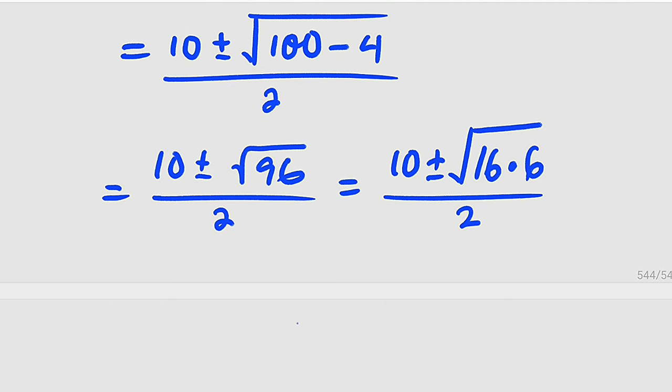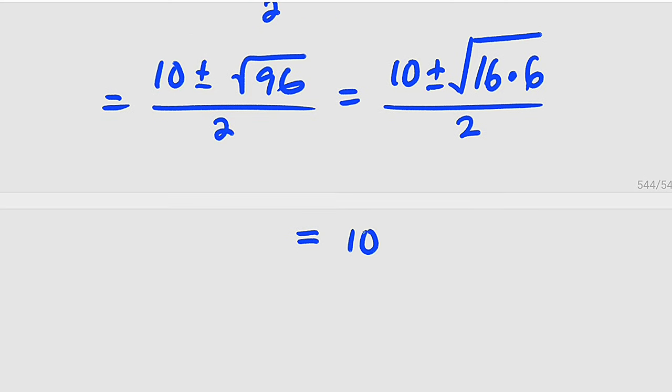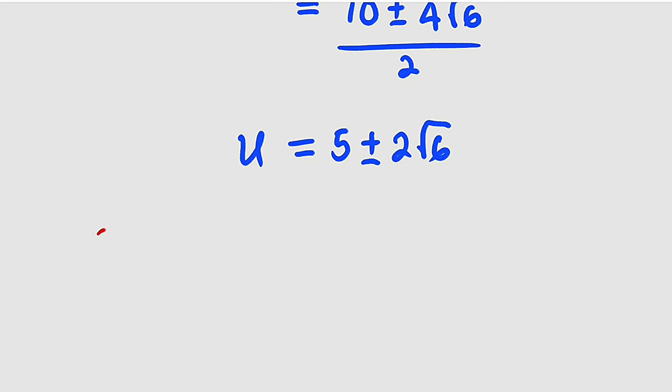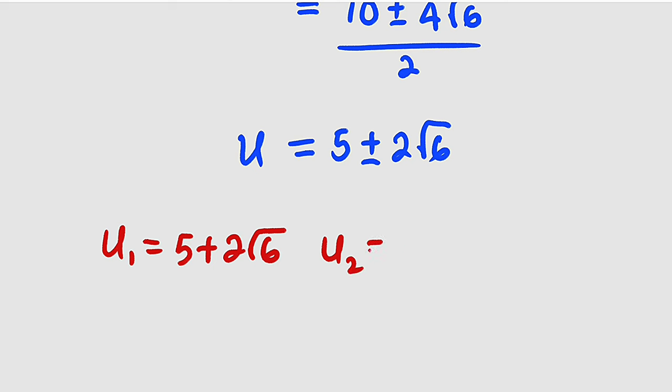So this is equal to 10 plus or minus the square root of 16, which is 4. Then the square root of 6 remains inside, divided by 2. If you break this down, we have 10 divided by 2 is 5, plus or minus 4 divided by 2 is 2 root 6. Remember, this is a value of u. So we have two values of u: u1 is equal to 5 plus 2 root 6, and u2 is equal to 5 minus 2 root 6.